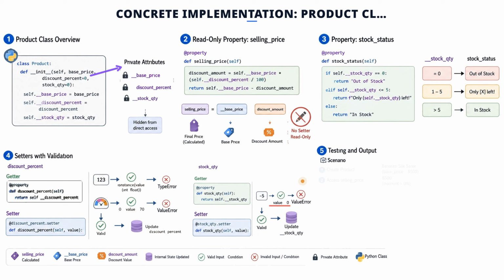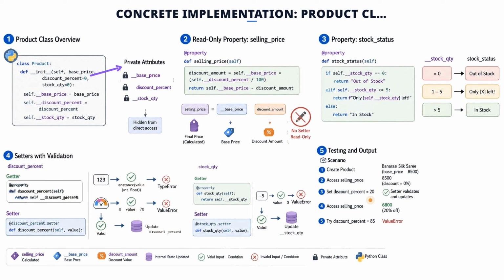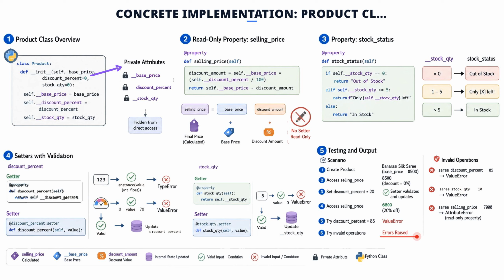When we test this code, we create a Banarasi silk sari with a base price of 8500. Initially, the selling price is 8500 because the discount is 0. When we set the discount percent to 20, the setter runs, validates the number and updates the state. Now accessing the selling price automatically returns 6800. If we attempt invalid operations like setting the discount to 85, giving a negative stock, or trying to write directly to the read-only selling price, the code triggers the specific errors we defined.